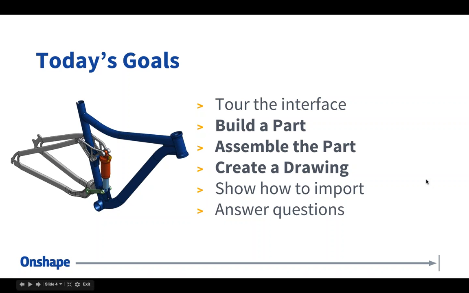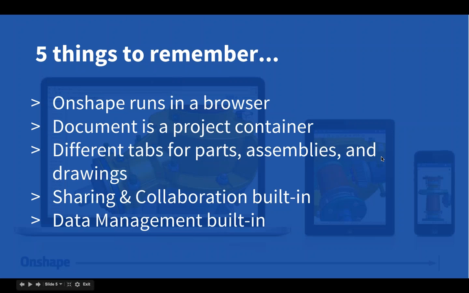Okay, so there's one last slide that I have for you, so just bear with me. If there are 5 things to take away from this webinar, these would be the critical points. The first thing is Onshape runs in a browser, so you do not need to install or download or update anything on your desktop. You can access your CAD data from any computer with a modern browser. It does need to be Chrome, Firefox, Safari, or Opera. Internet Explorer is not supported.